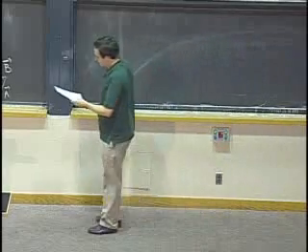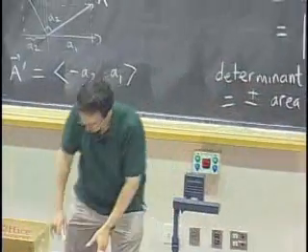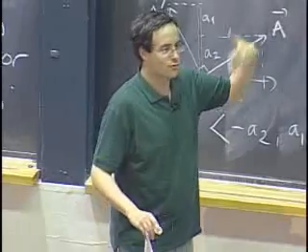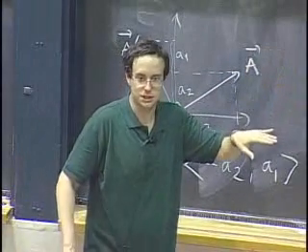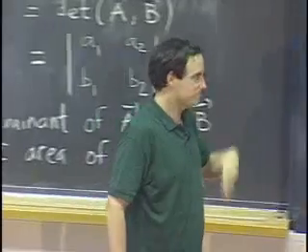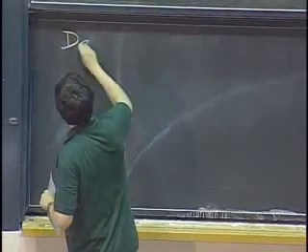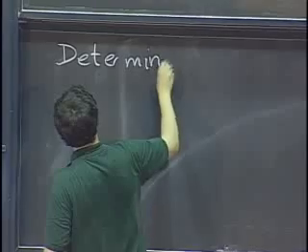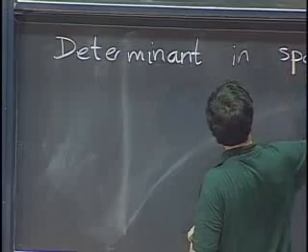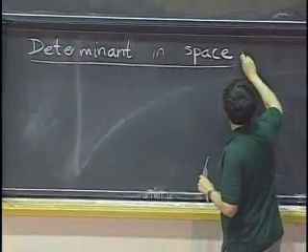So there's 2 things we can do in space. You can look for the volume of solids or you can look for the area of surfaces. So let me start with the easier of the 2. Let me start with volumes of solids. And we'll go back to area, I promise. So I claim that there's also a notion of determinant in space, and that's going to tell us how to find volumes.